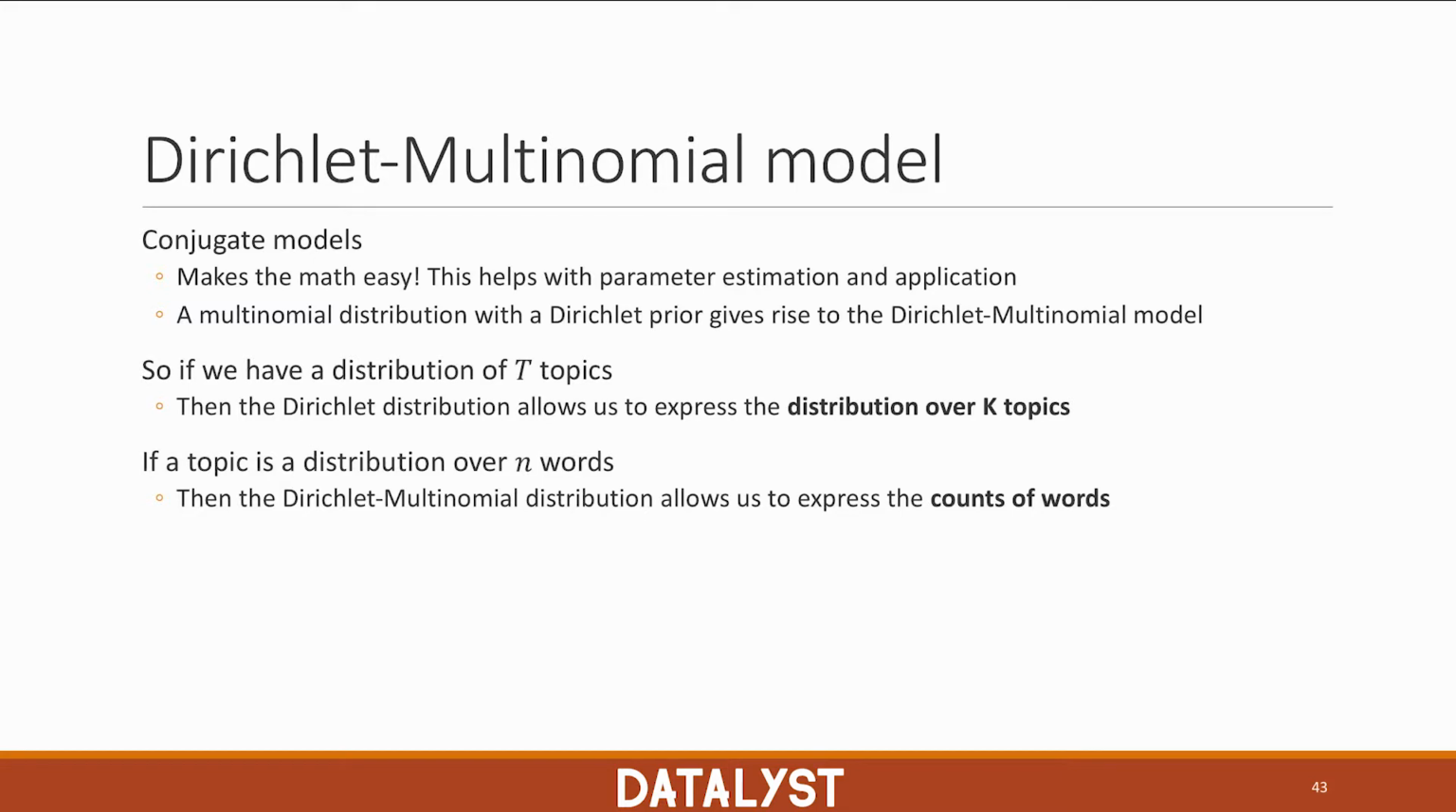So we have two things: a distribution over topics, and a topic is a distribution over words. The Dirichlet distribution allows us to express a distribution over our topics, and the Dirichlet multinomial distribution allows us to express the count of words. Hence, the Dirichlet multinomial model is being used for LDA. Again, some of you might be more comfortable with maths and might want to delve deeper into the details. If you just want to use LDA, it's a good idea to know about some of those things, but you really don't have to fully understand the details, even though it is advisable.